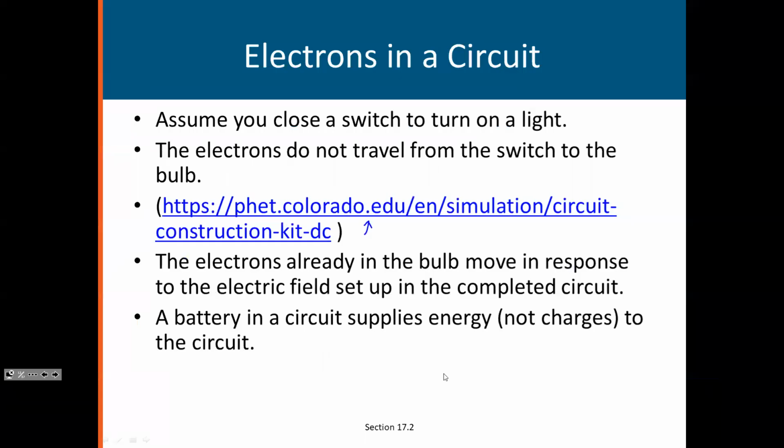Right. So we saw that. Let me read through this now. Electrons in the bulb move in response to the electric field set up in the completed circuit. The battery supplies energy. It's not that it supplies electrons, so you should understand. It just supplies the energy as an electric field set up in the whole circuit that moves the electrons everywhere along the circuit at the same time. So that's why it is that fast.